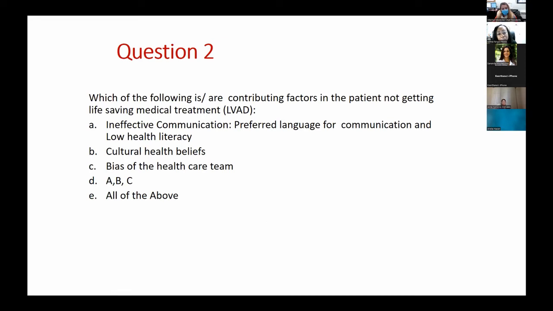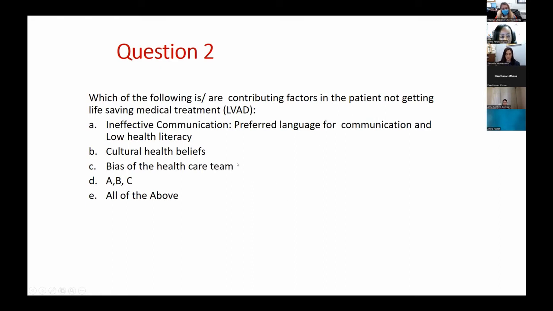Now they had a long conversation with him, and initially he was saying he didn't want the LVAD, but he clearly needed the LVAD. And then he got really sick to where now he's told that he's not a candidate for the LVAD. So all that is available to him is now the milrinone. So which of the following are contributing factors in the patient not getting life-saving medical treatment, which is the LVAD? Can you guys put A, B, C, or all of the above?